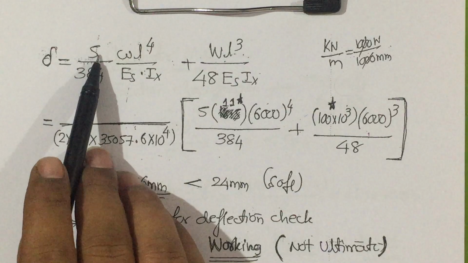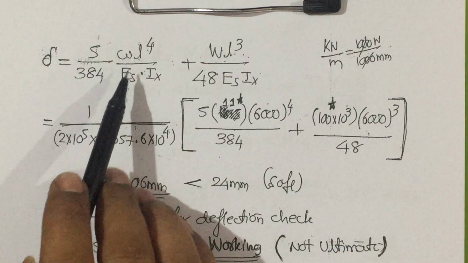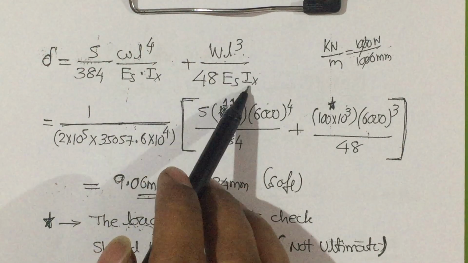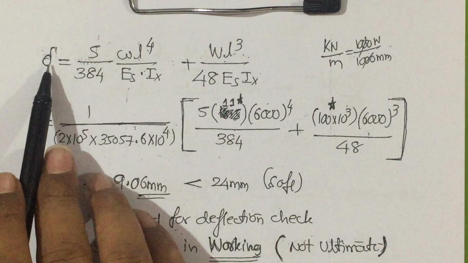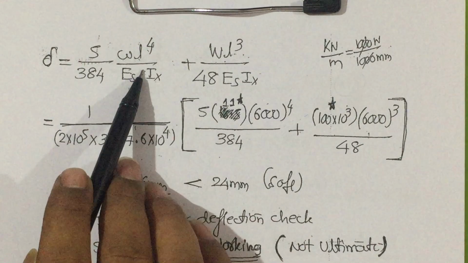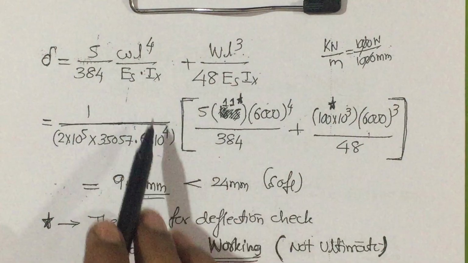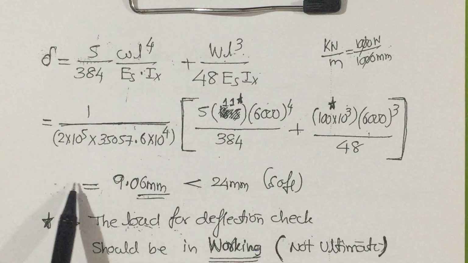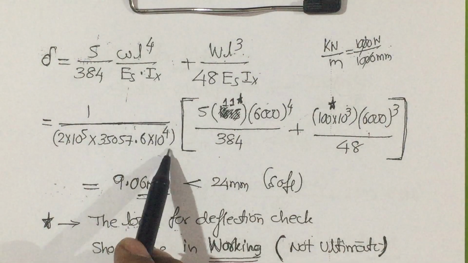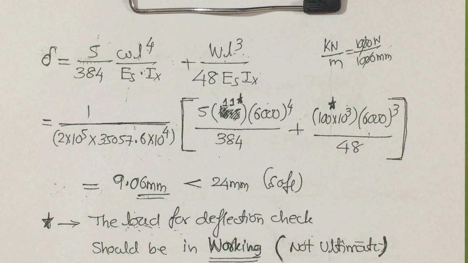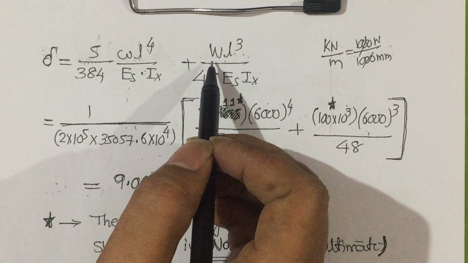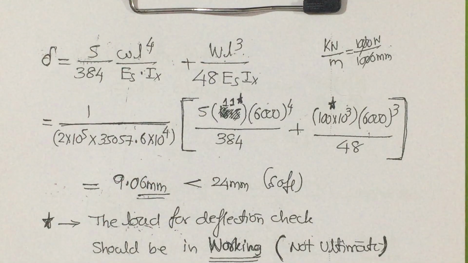Delta value is given by, for UDL, 5 by 384 WL to the 4 divided by EI, plus for point load, WL cube divided by 48 EI. I already gave these formulas, you just need to remember. Now, the E and I values are common, so take them outside and substitute all the values. While substituting, please remember, for w and W you need to take the working load, not the ultimate load.